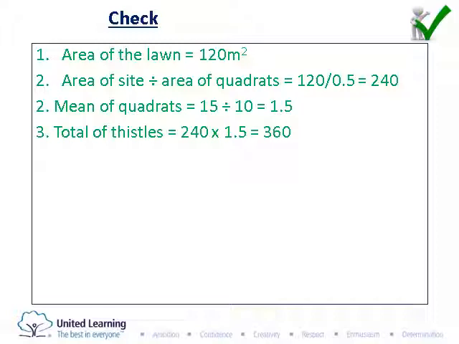So if you follow those steps, you can't go wrong in being able to estimate using your random sampling using a quadrat, okay?